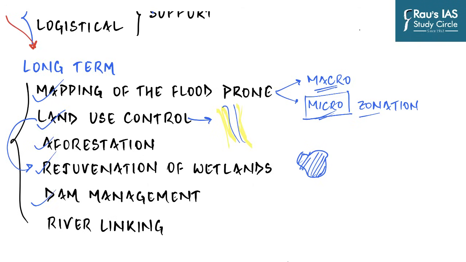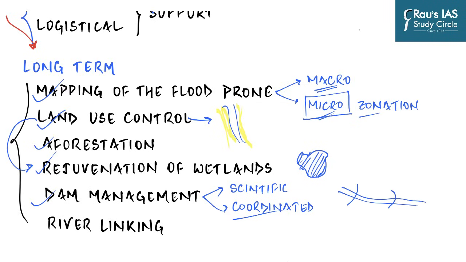Then as far as dam management is concerned, it needs to be scientific. That is, it needs to be based on proper satellite data and communication, and it has to be coordinated because there are a series of dams on a river. And if the opening of the gates is not coordinated, you're going to cause flood at some point downstream of the river. And then finally, you have something which is going to give a solution to a lot of problems that we face today, and that is interlinking of rivers. By interlinking rivers, you're going to supply the surplus to deficit regions, solving the menace of floods to a great extent.